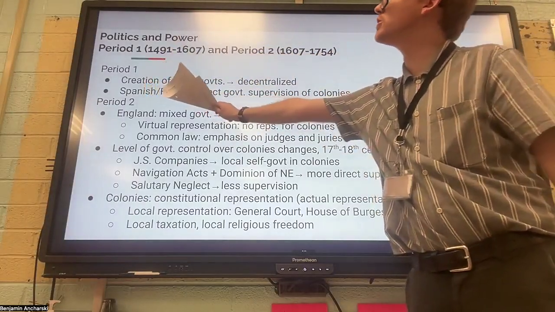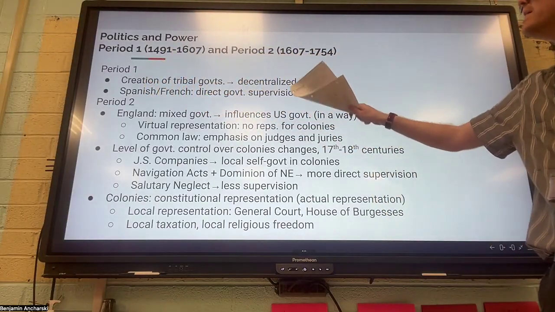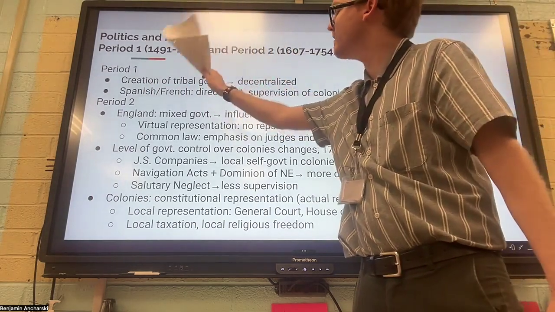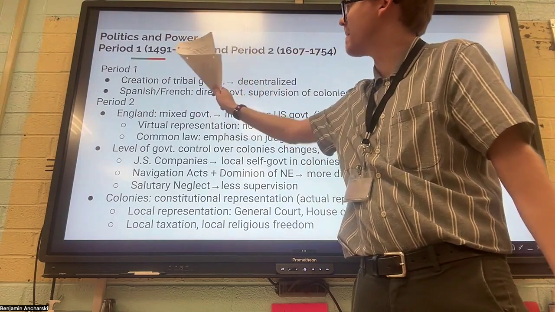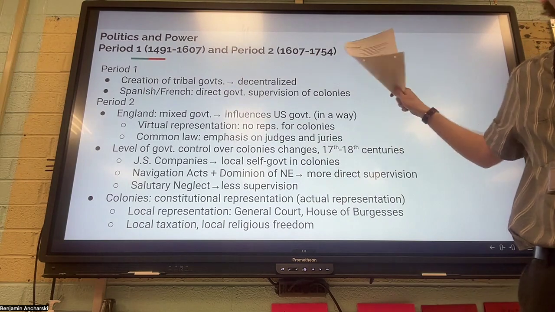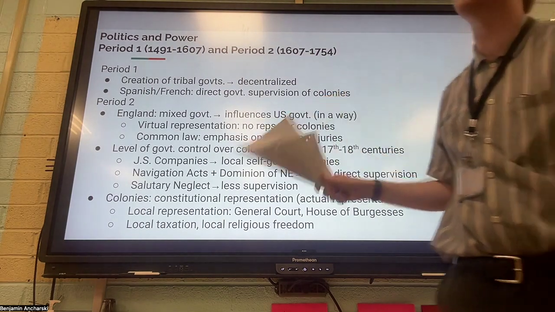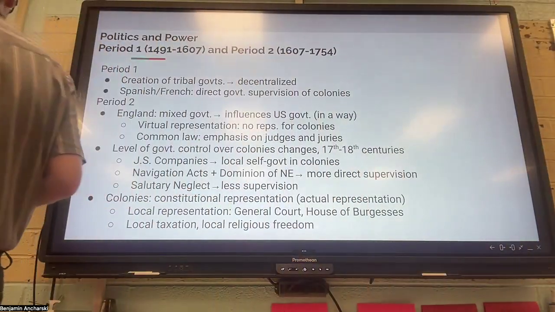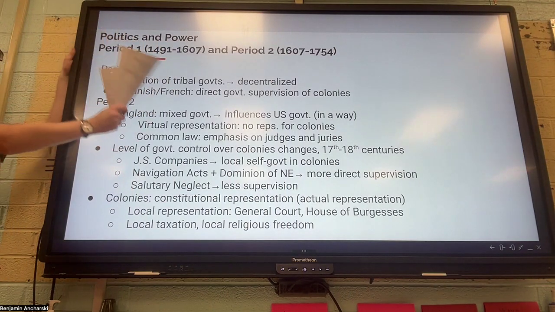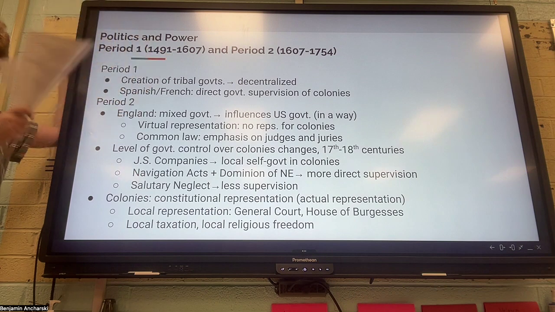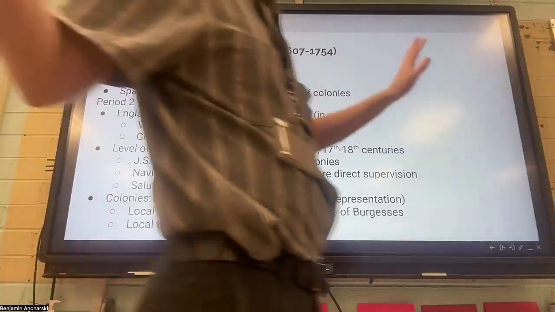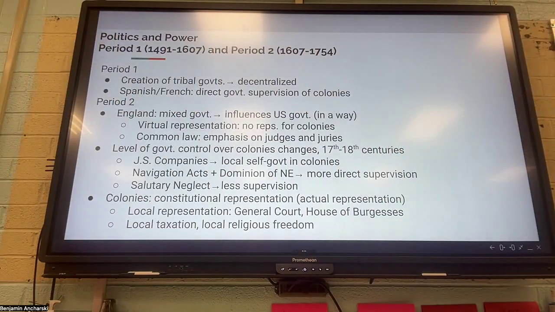But something that is more richly present on the AP is comparing the English, the French, and the Dutch, and the Spanish. The Spanish and the French, these governments during this time are absolutist monarchies, as you might remember from World and Euro last year. As such, these absolutist countries tended to have more government supervision of the colonies. There was no concept of salutary neglect, as there was in the English colonies.